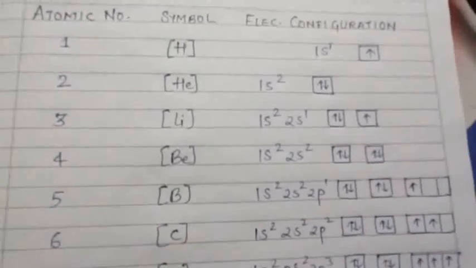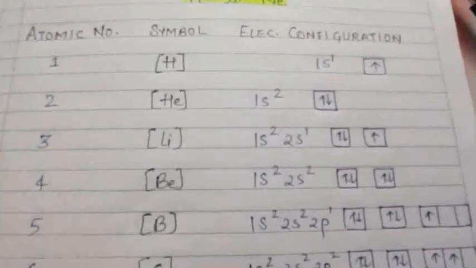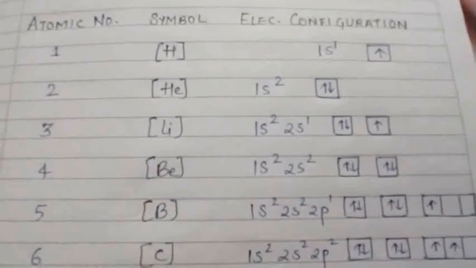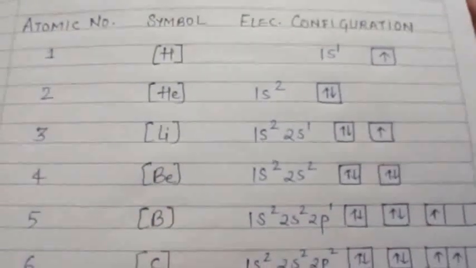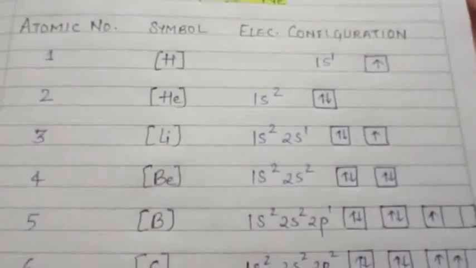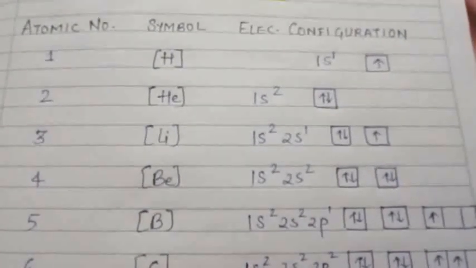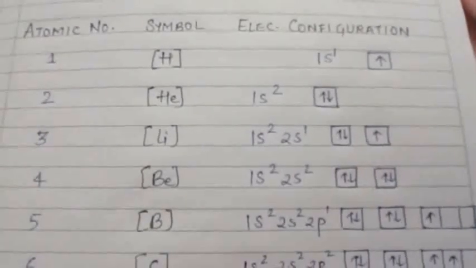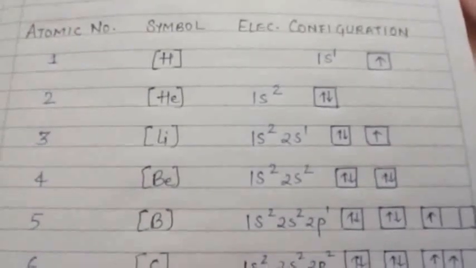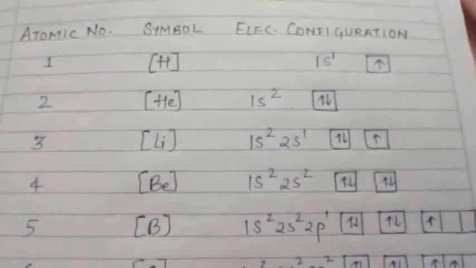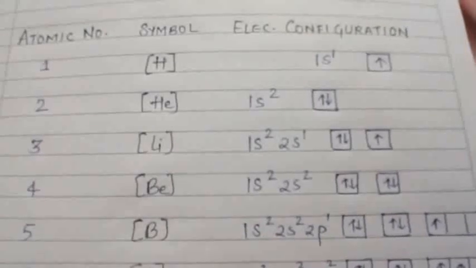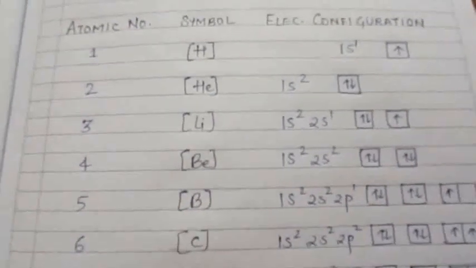Here may be a question: why are electrons filled with opposite spin in an orbital? The answer is that electrons are negatively charged. So if you keep them in the same spin, they will repel each other. As we know, same charges repel each other. So to minimize this repulsion, the spins are kept opposite. One is anti-clockwise and the other is clockwise.